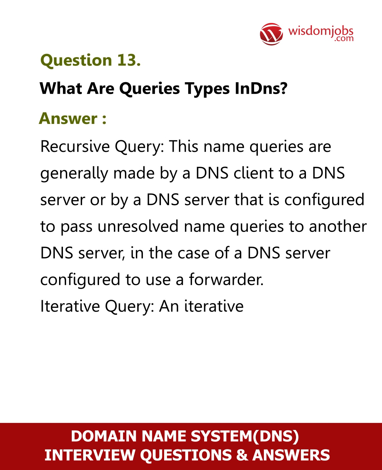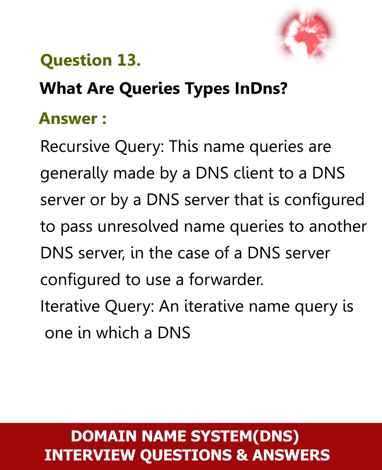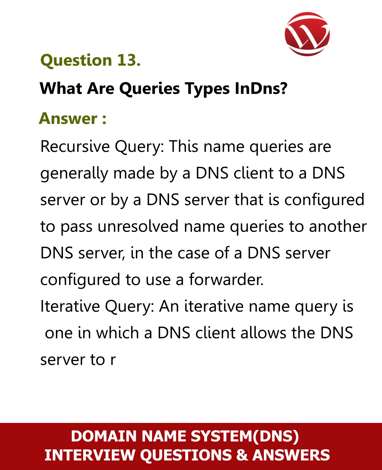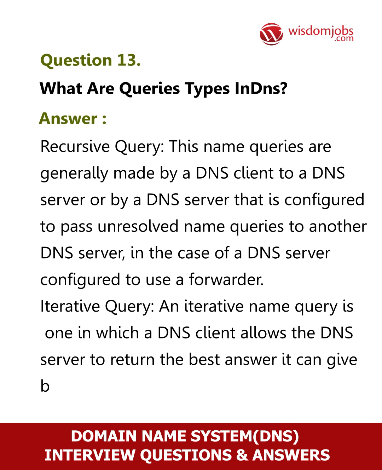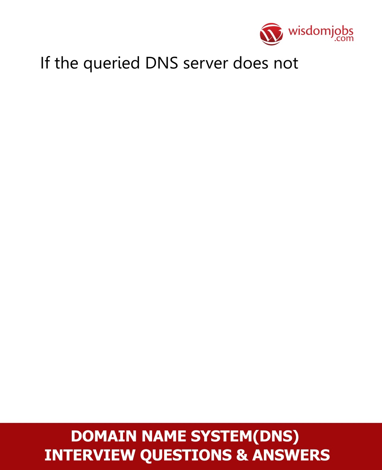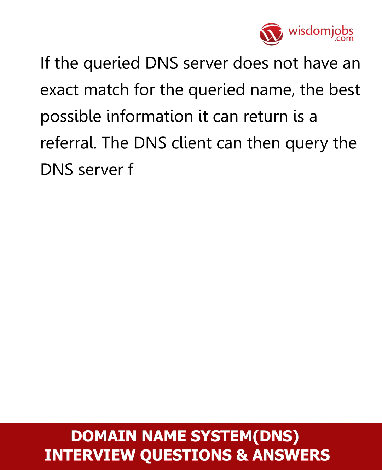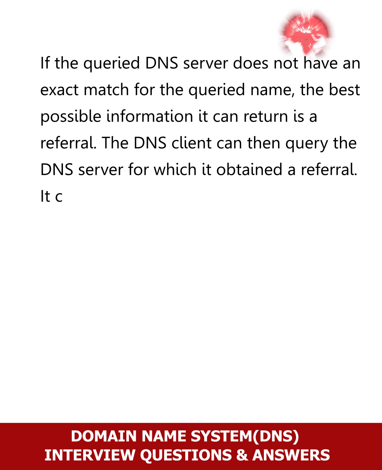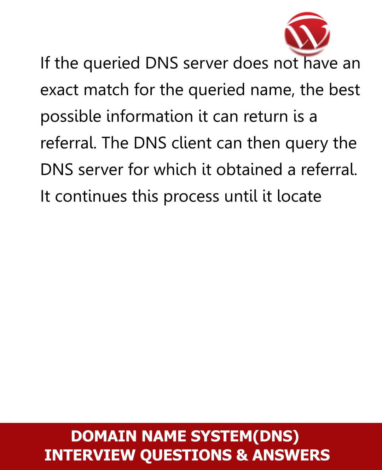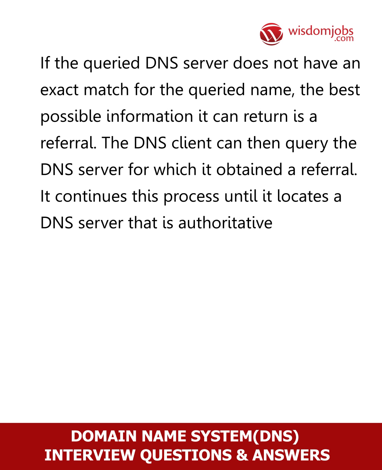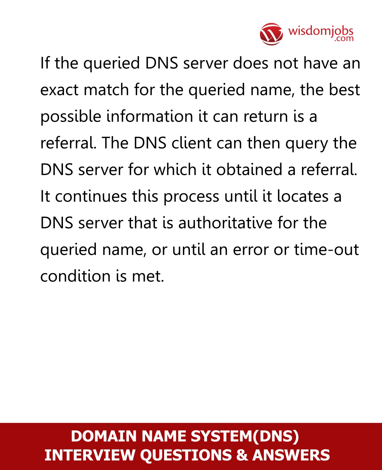Iterative query. An iterative name query is one in which a DNS client allows the DNS server to return the best answer it can give based on its cache or zone data. If the queried DNS server does not have an exact match for the queried name, the best possible information it can return is a referral. The DNS client can then query the DNS server for which it obtained a referral. It continues this process until it locates a DNS server that is authoritative for the queried name, or until an error or timeout condition is met.